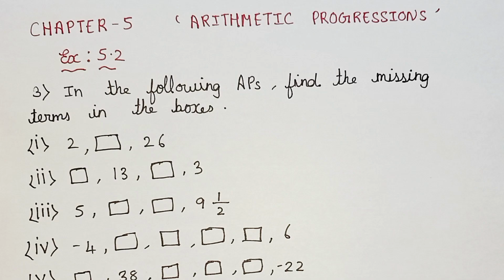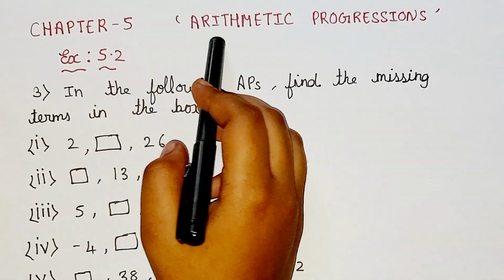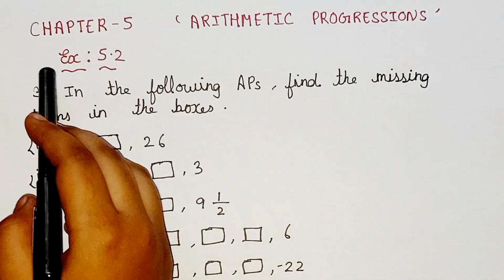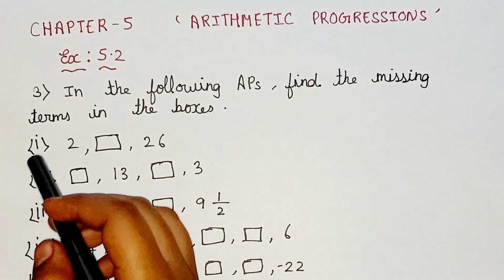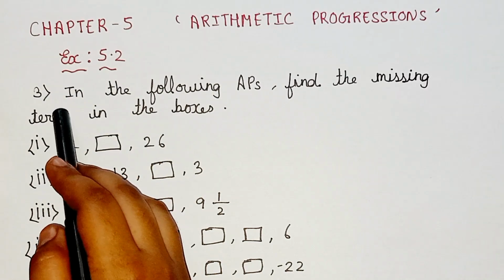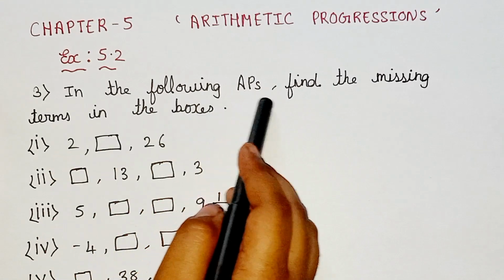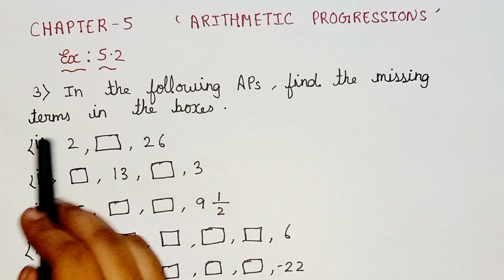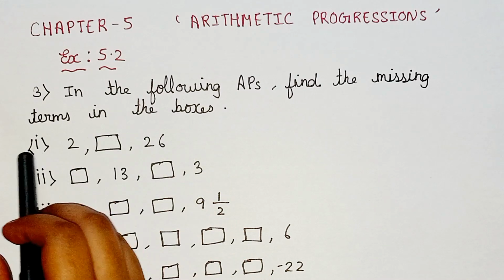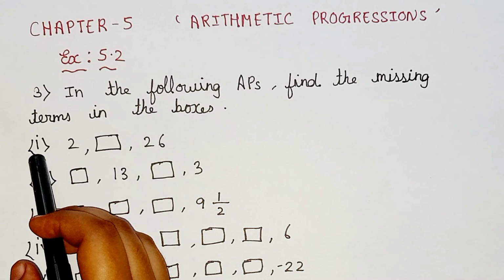Today we are going to be learning Chapter 5 Arithmetic Progressions, Exercise 5.2, third question, 5 subdivisions. Alright, now let's read the question. In the following APs, find the missing terms in the boxes. So here we have certain APs, okay. So AP means arithmetic progression, okay.